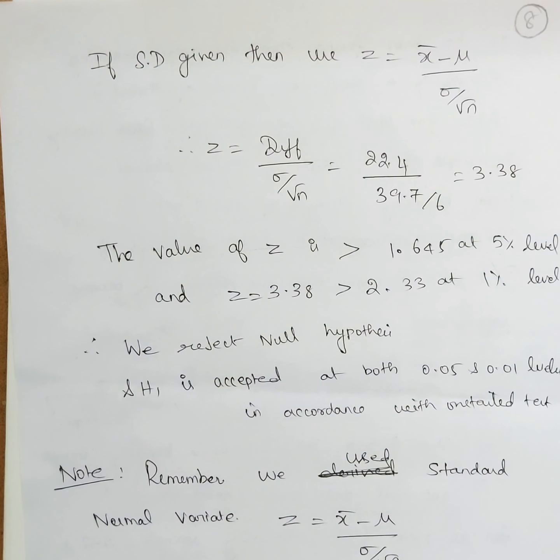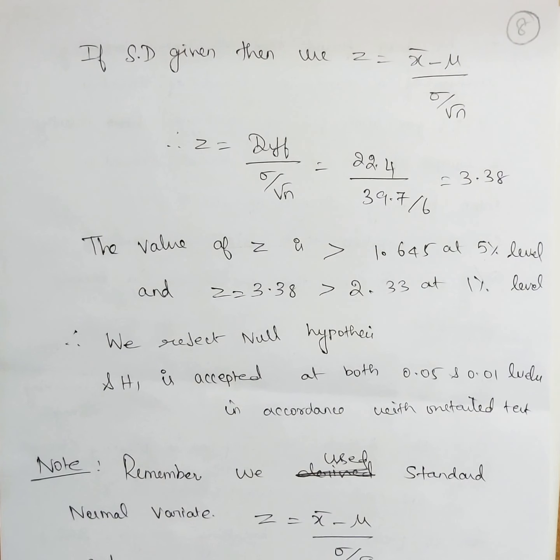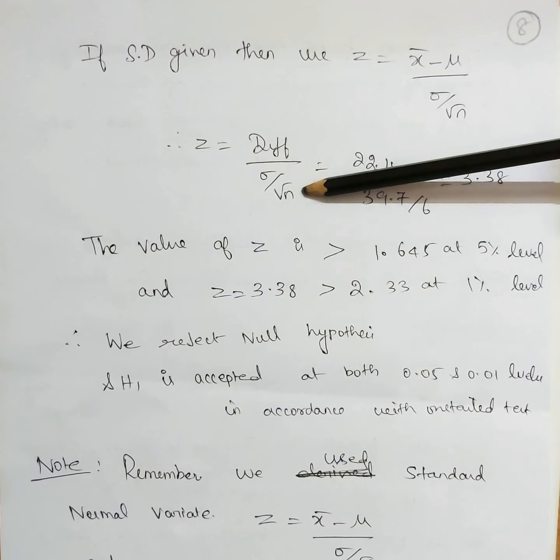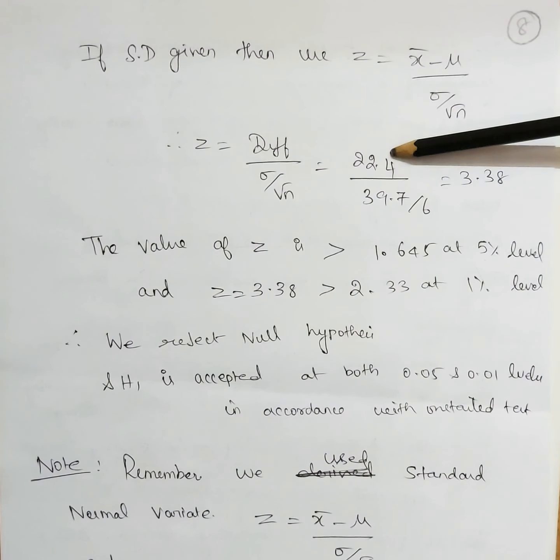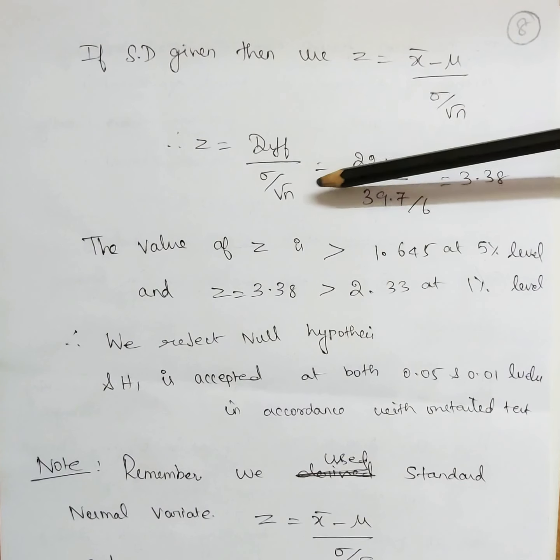Yeah, this is the formula. Z is equal to x bar minus mu by sigma by root n. When we have the standard deviation, we will take this formula. So x bar minus mu is the numerator. Numerator is the same. Denominator is sigma by root n. So the difference is 22.4 divided by 39.7 divided by root n.